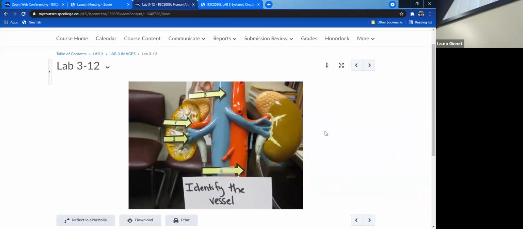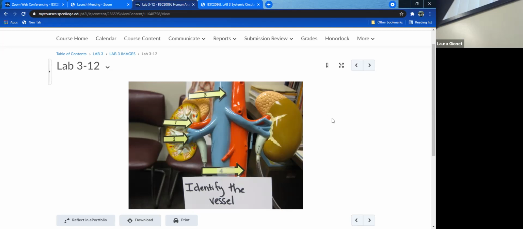Okay, now we're going to look at not only the inferior vena cava, which is the blue, and the aorta in red. Inferior vena cava is 3, aorta is 4. Knowing that the aorta is on the left-hand side and the inferior vena cava travels on the right-hand side because deoxygenated blood returns to the right side of the heart.